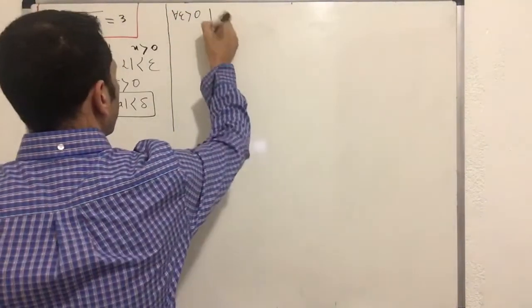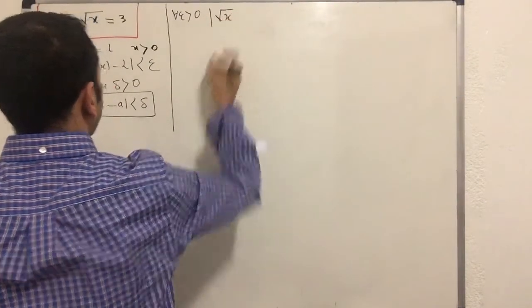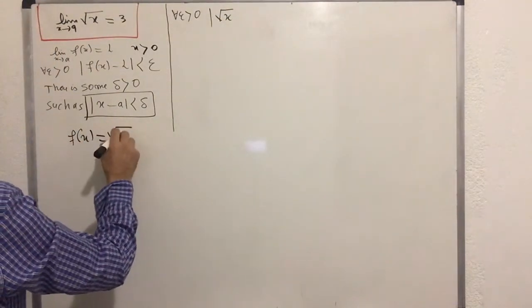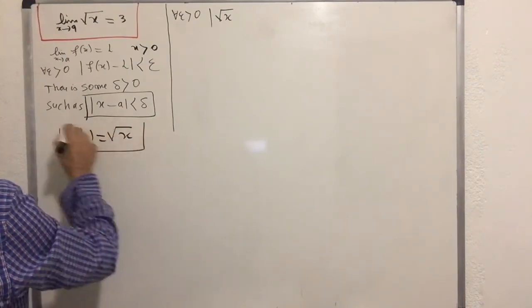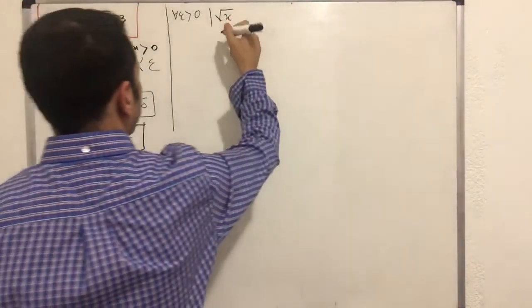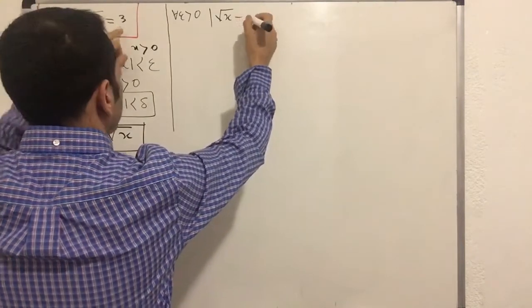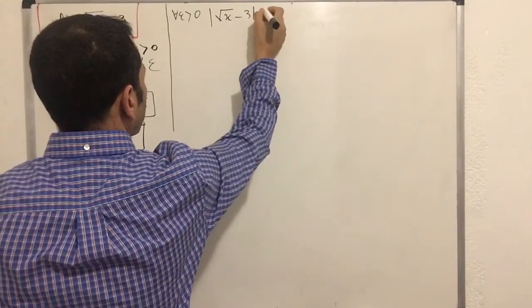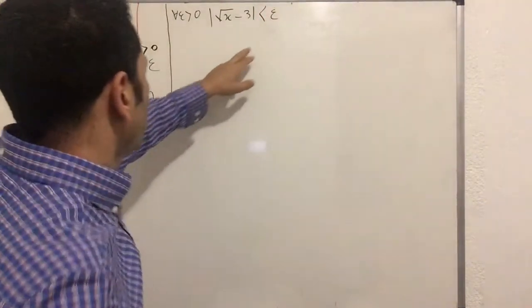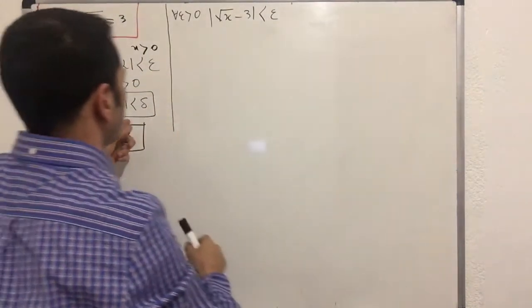We have the limit. That means the function, in this case, we are choosing f of x equal to the square root of x. So the absolute value of the square root of x minus L, which is 3, is inferior than epsilon. That's our definition. Let's start with this one and we will arrive at this one.